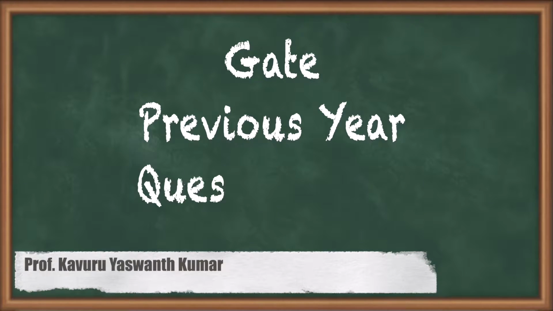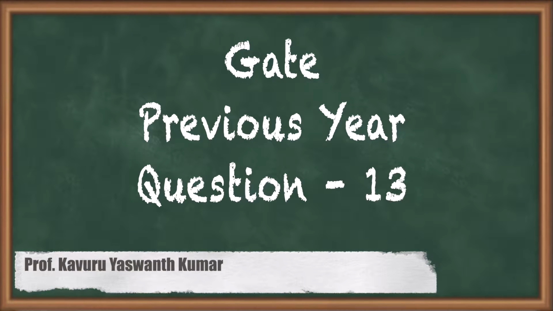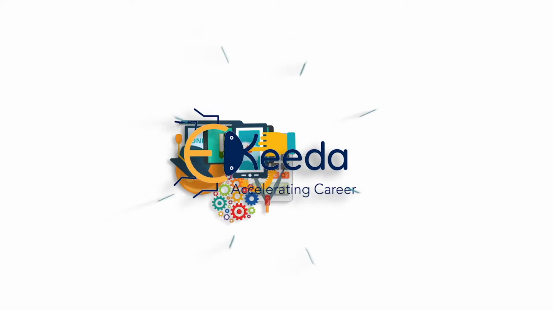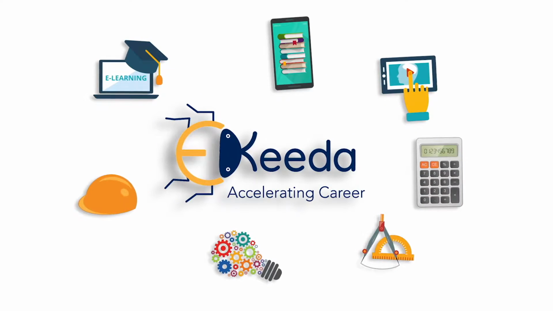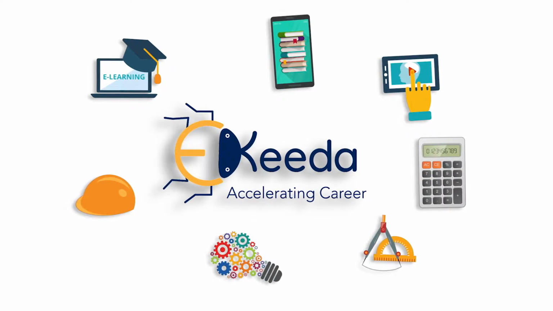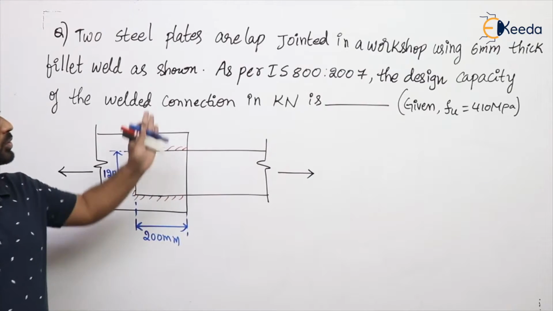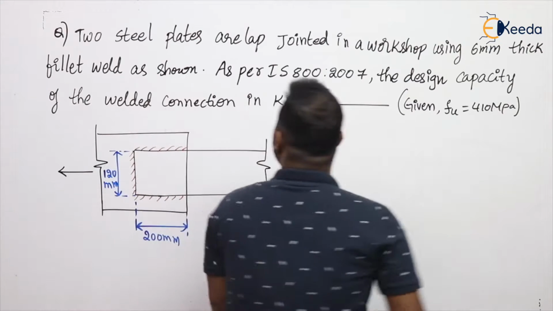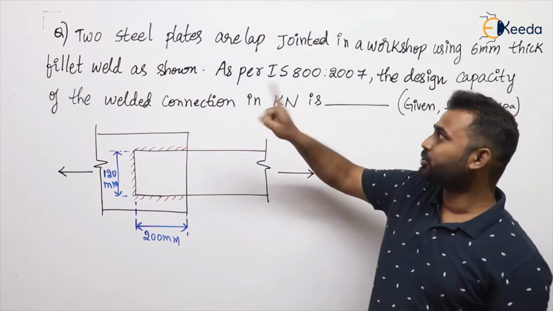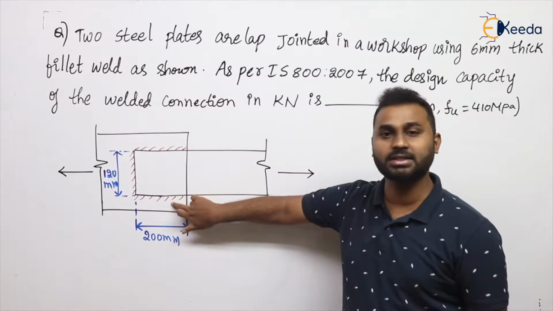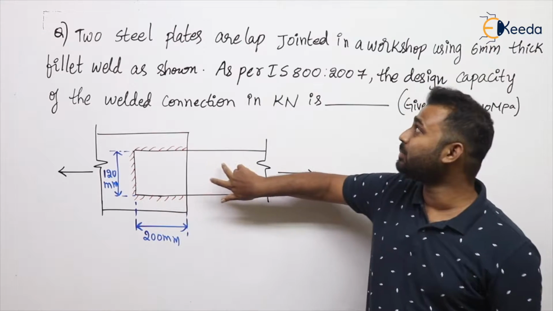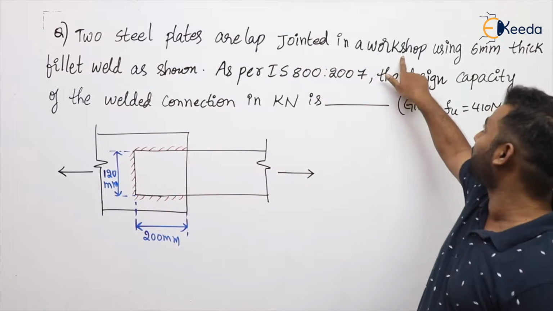Hello everyone, in this video we are going to discuss a 2020 GATE question on fillet weld. Go through this question on welded connection. I'll read out this question. Two steel plates. So this is one steel plate and this is another steel plate. Two steel plates are lap jointed in a workshop.